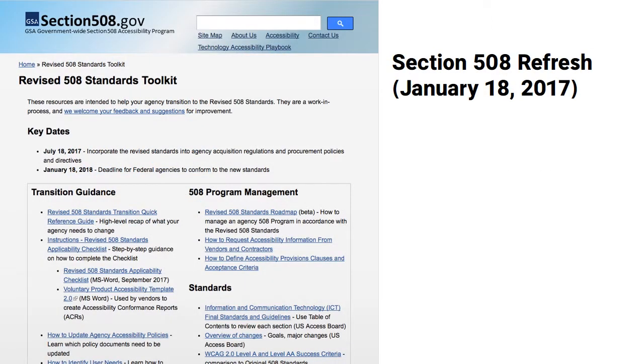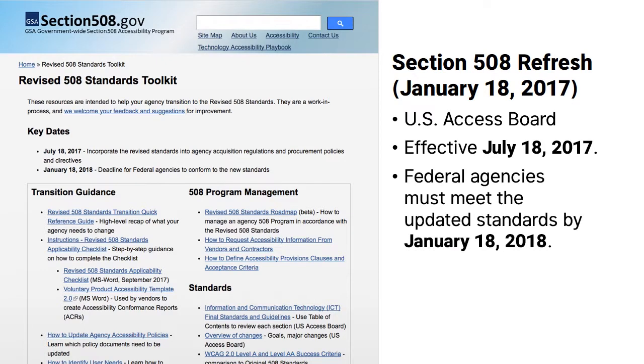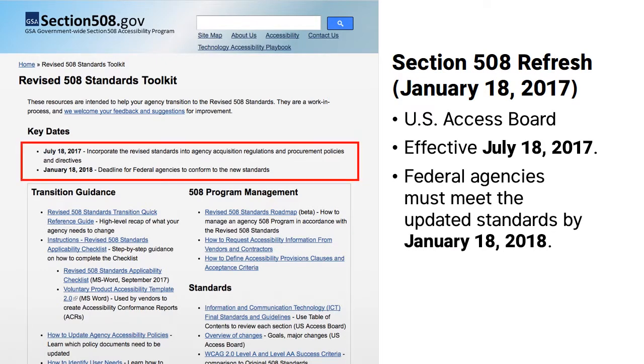On January 18, 2017, the U.S. Access Board, the federal agency responsible for promoting accessibility and inclusion, issued a final rule that updates Section 508 to match the WCAG 2.0 AA guidelines. This means that some criteria that used to qualify as accessible under law may no longer qualify because technology is always evolving. The requirements may be stricter now. These updates were made effective on July 18, 2017. Federal agencies must meet the updated standards by the January 18, 2018 deadline.